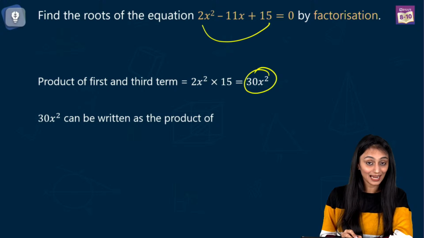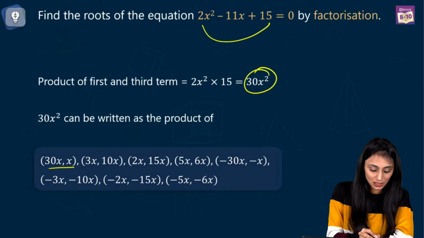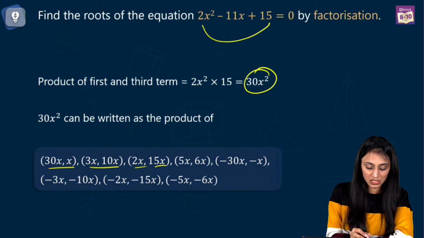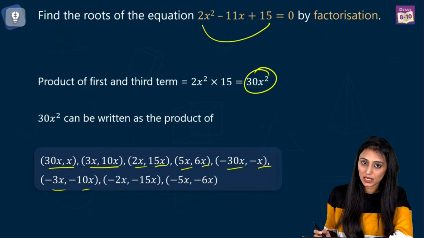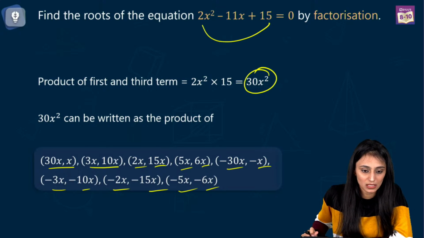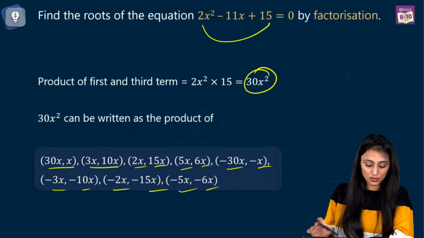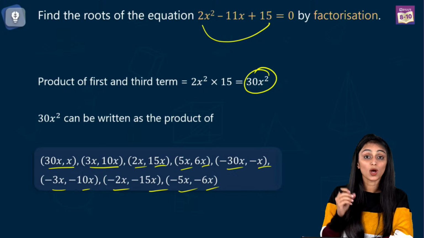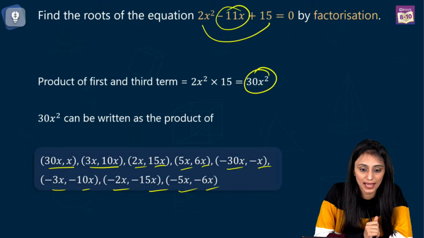Now, let's write the factors of this. It can be written as a product of 30x, x; 3x, 10x; 2x, 15x; 5x, 6x; minus 30x, minus x; minus 3x, minus 10x; minus 2x, minus 15x; minus 5x, minus 6x. All right. So these are the factors. Now, which amongst them can I use so that on adding or subtracting, I get minus 11x?